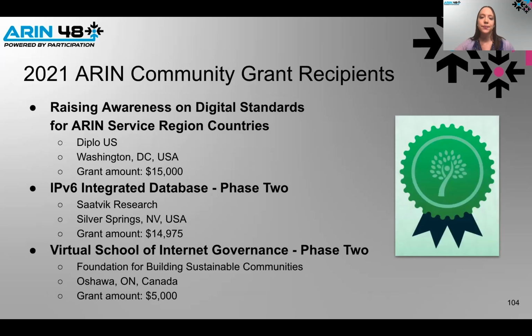$13,500. Next slide, please. This year, we were pleased to award grants to 3 projects: a $15,000 grant for raising awareness on digital standards for ARIN service region countries by Diplo US, a $14,975 grant for IPv6 integrated database phase 2 by SATVIC Research, and a $5,000 grant for the Virtual School of Internet Governance phase 2 by the Foundation for Building Sustainable Communities. So congratulations to our 2021 grant recipients.